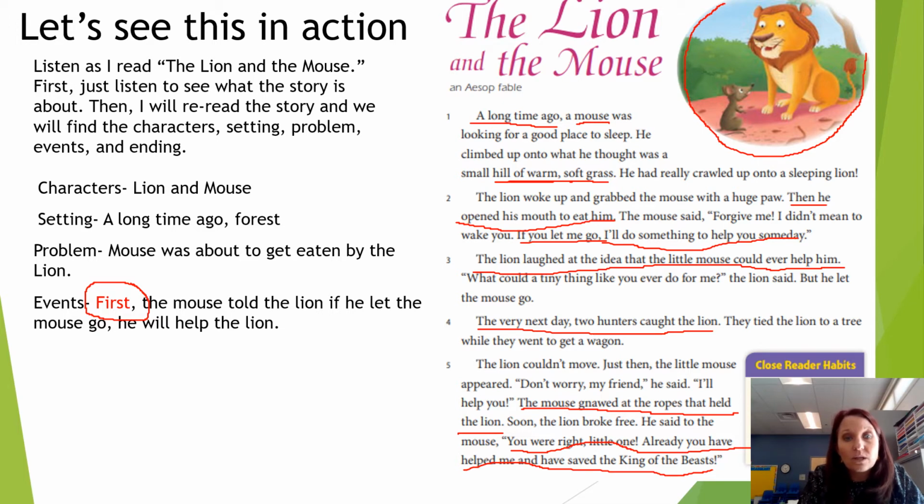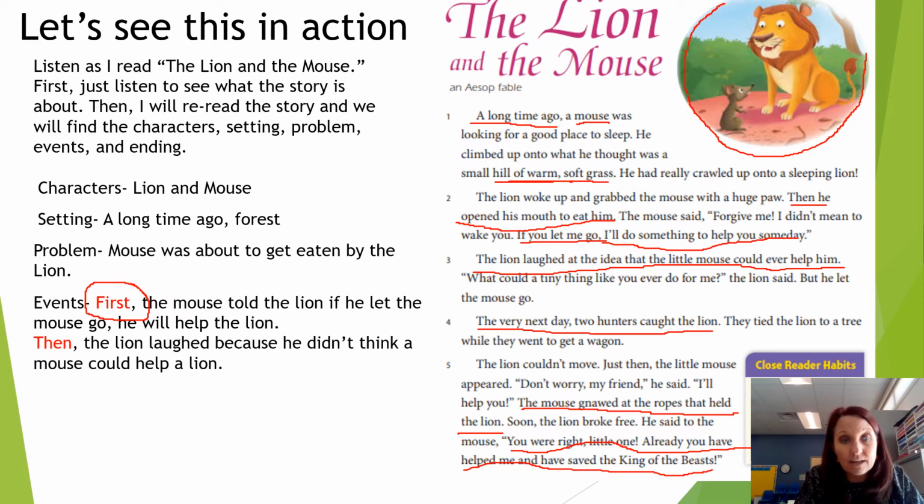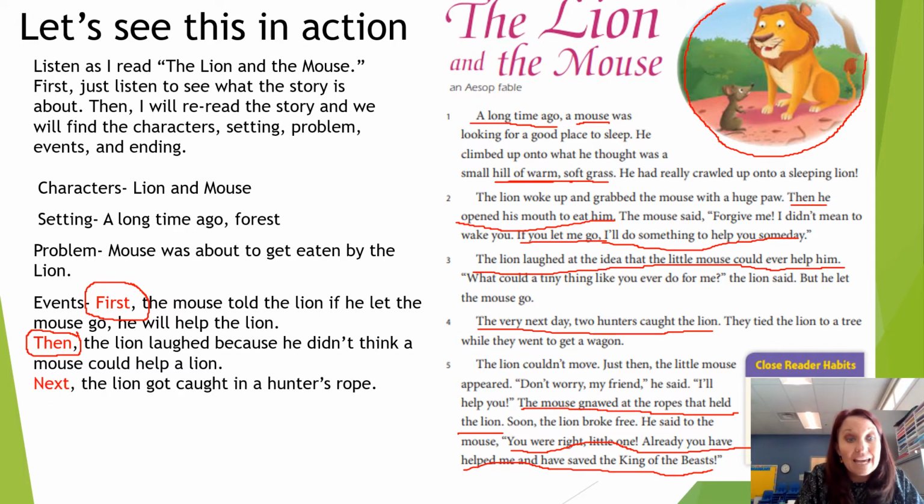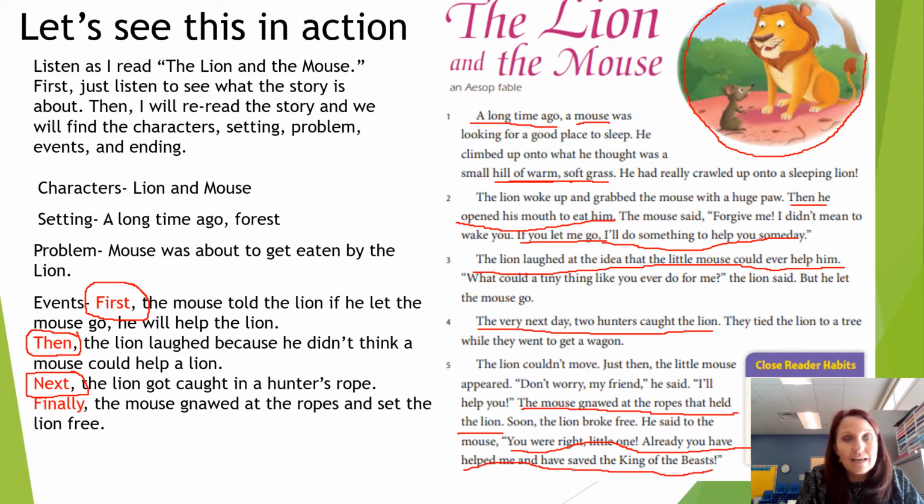First, the mouse told the lion that if he let the mouse go, he will help the lion. So the next event starts with another transition word, then. Then the lion laughed because he didn't think a mouse could help a lion. Next, this is a transition word. Next, the lion got caught in the hunter's rope. And finally, notice this transition word, finally.